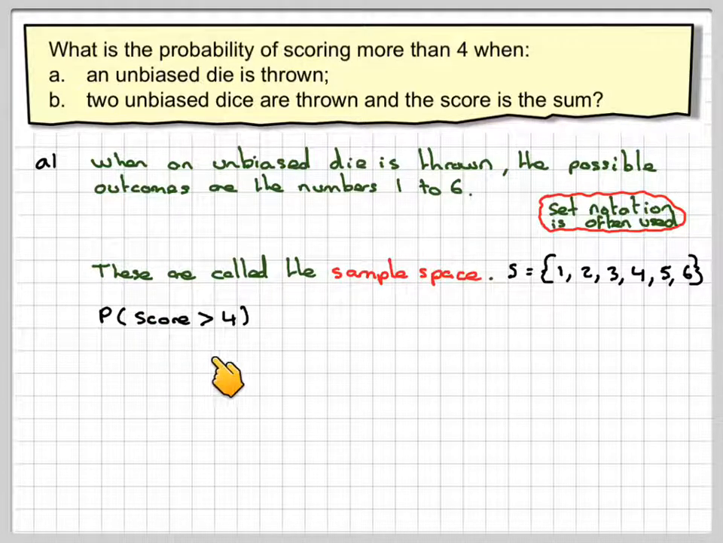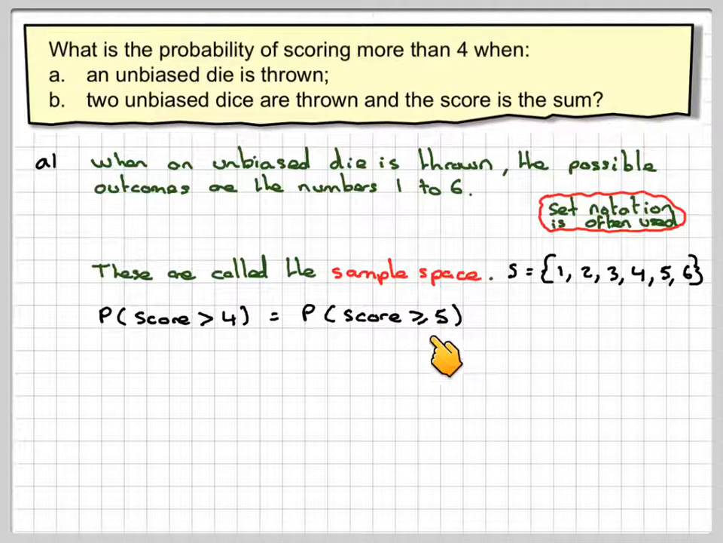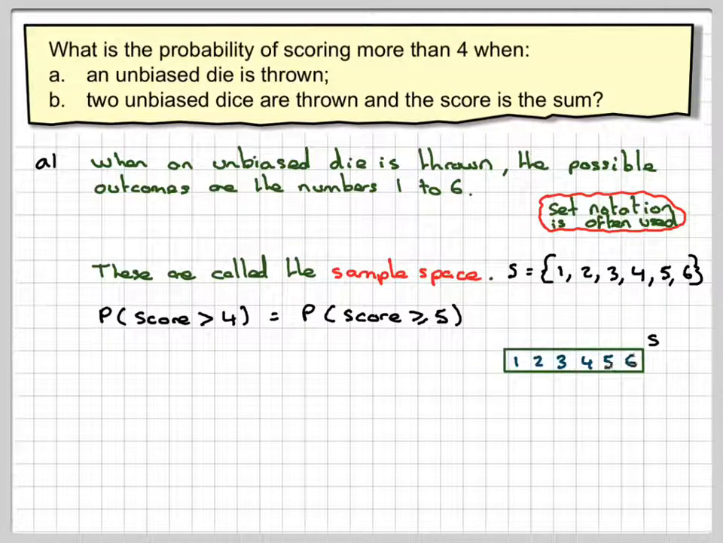Now we want the probability of the score being more than 4. We can consider the probability that the score is greater than or equal to 5. In probability questions it's useful to draw a diagram. So we draw a little diagram and put the numbers 1, 2, 3, 4, 5 and 6. We want more than 4, that's 5 or more, so it's those two there. So the probability will be the number of ways it can occur, which is 2, divided by the total number of possible outcomes, which is 6. 2 out of 6 becomes 1 out of 3.